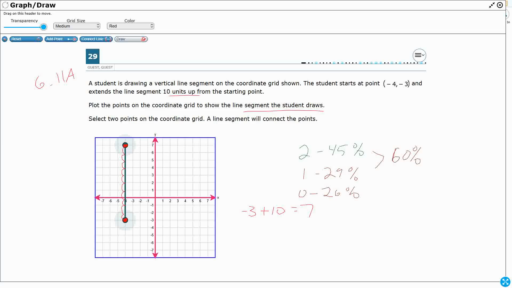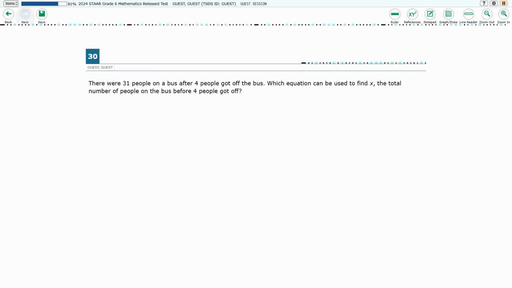So it's interesting to think that some students might be able to get this, but somehow they miscounted the 10 up. That's a lot of units up. They might have gone 9, they might have got 11, they might have somehow moved one of the points over so it wasn't at -4. But overall, this was fairly easy. This was the 8th easiest item on the test. We're at that 60% mark, so for the most part, we're feeling pretty confident with this.